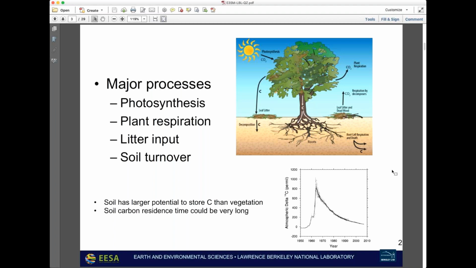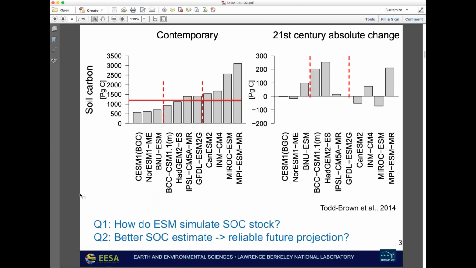And if we can model 12C, and then we adjust the radioactive decay and also the historical bomb spike test, then we can model the 14C as well. But 14C was normally ignored in modeling studies. So most of the time we focus on the 12C, and this is a very nice CMIP5 type intercomparison for the Earth system model in terms of soil carbon stock.